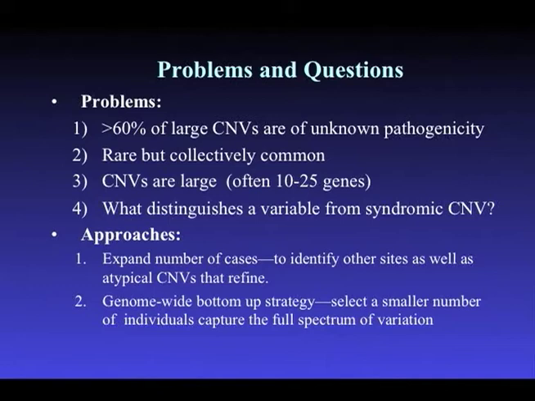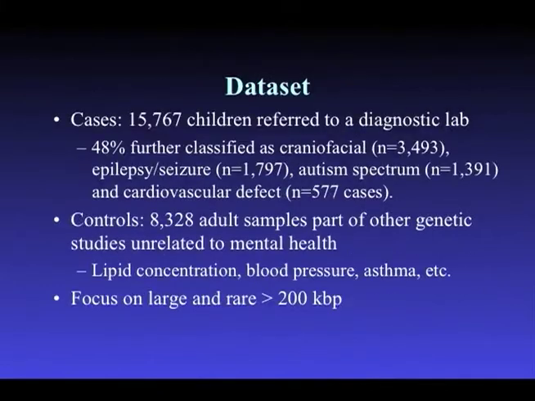And I'll share with you some data from both of these. So for the first side, we did this collaboration with Signature Genomics, which looked at a total of 15,767 children with developmental delay that were referred to their lab based on diagnostic criteria, sometimes very loosely described as developmental delay. In about 48% or half the cases, there was more detailed information, such as whether there's epilepsy, autism spectrum, cardiovascular defect, or so on with these children.